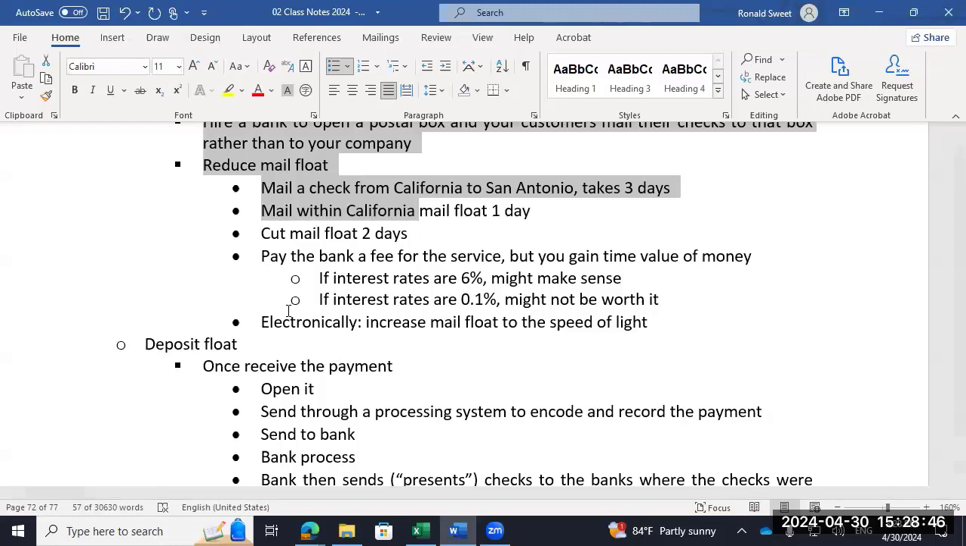So checks are really dangerous. And why are they dangerous? Your name, your address, your phone number, your bank account number is all on that check.